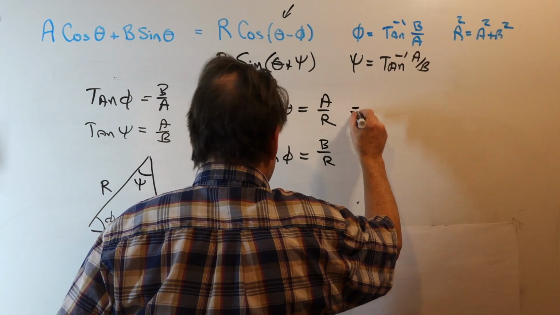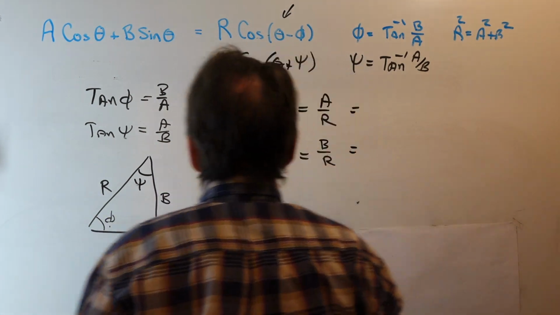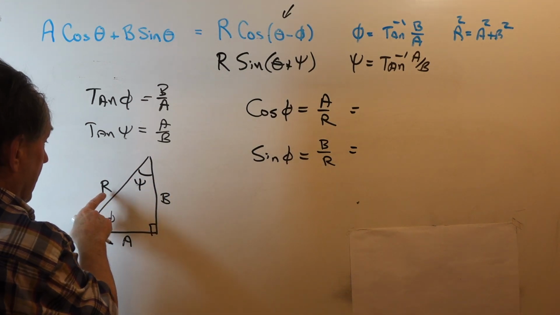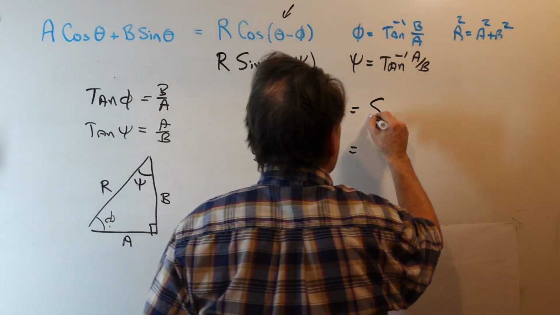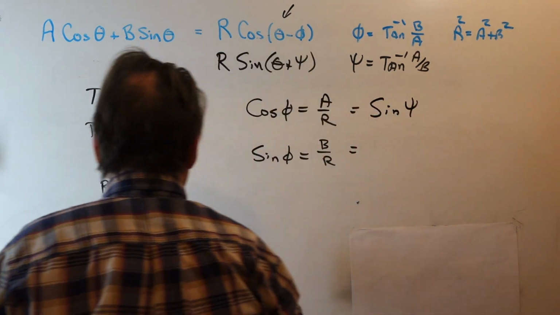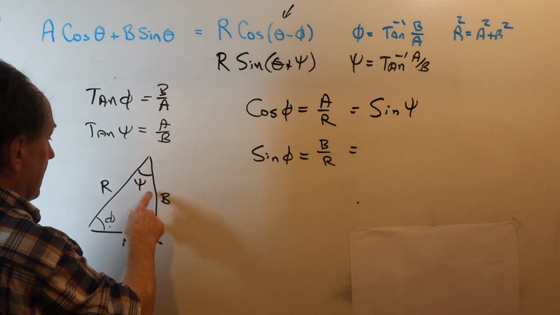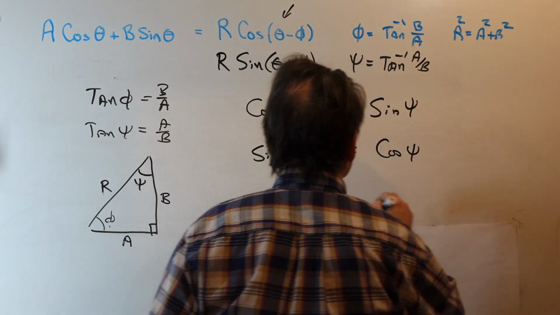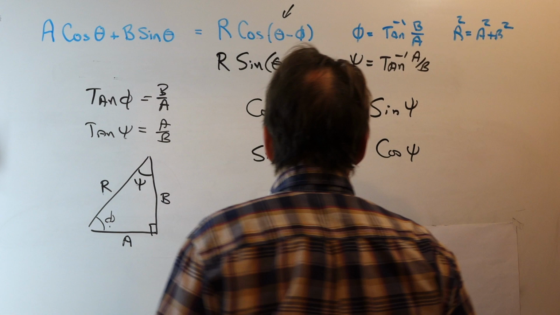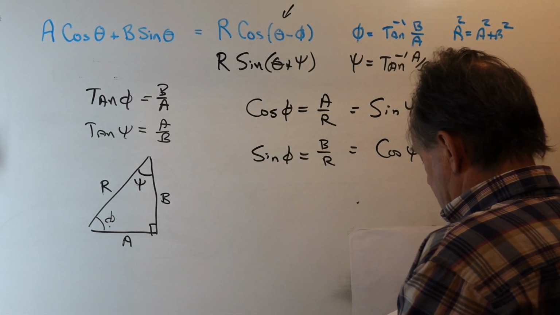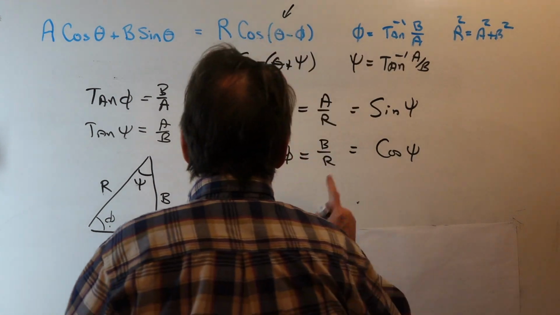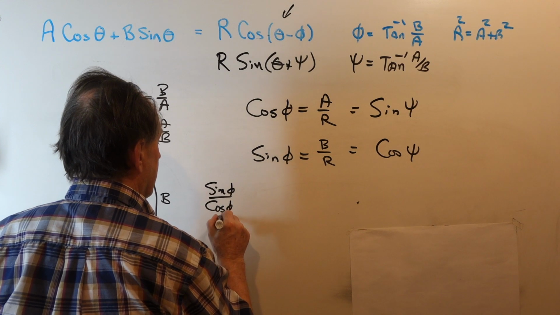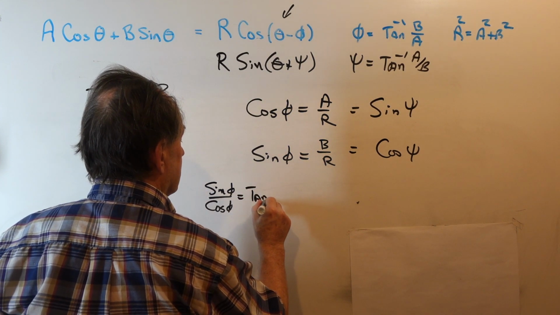How about in terms of psi? Well, A over R for psi is opposite over hypotenuse, so this would be the sine of psi. And B over R for psi is adjacent over hypotenuse, so this would be the cosine of psi. So we see we have the cofunctions for psi and phi because they are complementary angles. Now, if we divide sine phi by cosine of phi, we have the tangent of phi.